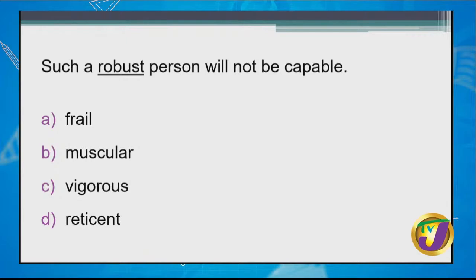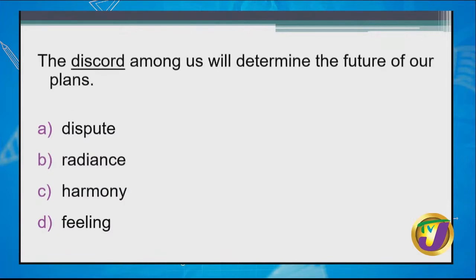of robust? So someone who is robust is someone who is very strongly built, and therefore the opposite of that is someone who is frail. And notice too, the actual meaning for robust is there. So you had muscular up there. So again, you have to remember, I'm looking for the opposite, not the synonym. All right, let's look at our next sentence. The discord among us will determine the future of our plans, and our target word is discord.